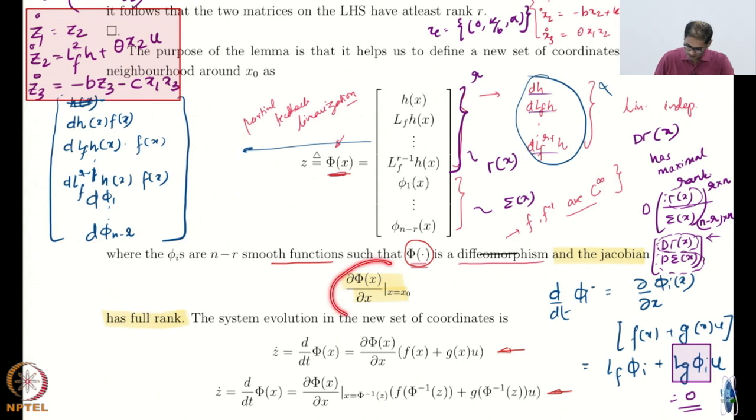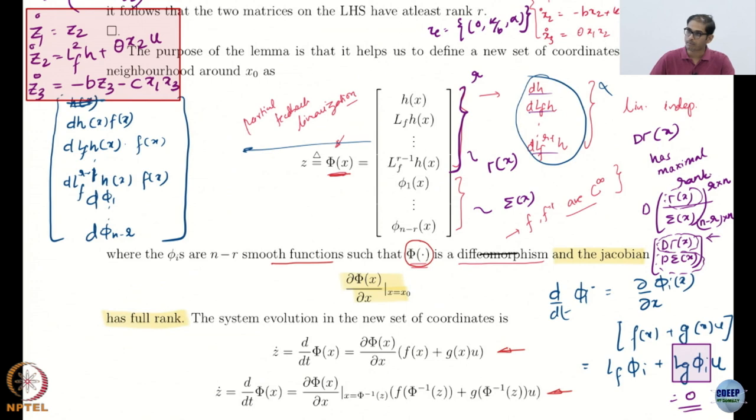This has full rank. Full rank means invertible in this case, because Phi is n-dimensional and x is also n-dimensional, so when I take the Jacobian, it's an n by n matrix. So full rank means it's an invertible matrix. So del Phi del x, or dPhi, however you want to write it, is supposed to be an invertible matrix. Now, in order to help with that, we already know that the Jacobian of this is of maximal rank.